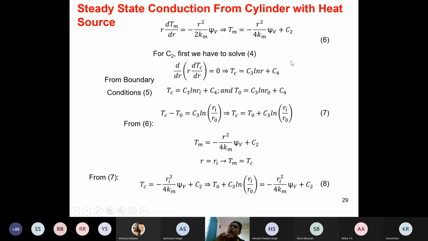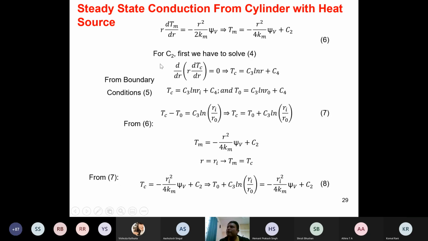Now equation number 6 is the expression we have obtained, but C2 we cannot get because we don't know the value of Tm, even though the second boundary condition is saying Tm equals Tc. But in order to get a better picture, let us go back and solve the heat balance for the insulation layer first. Then we will have some more clarity here.